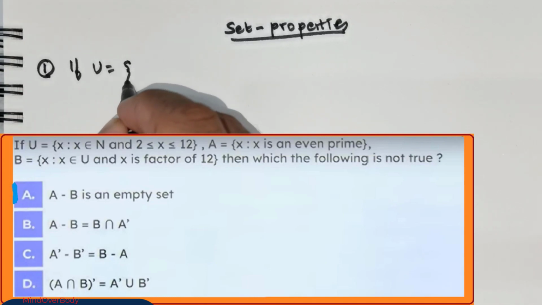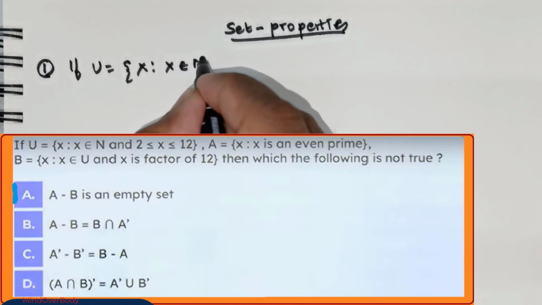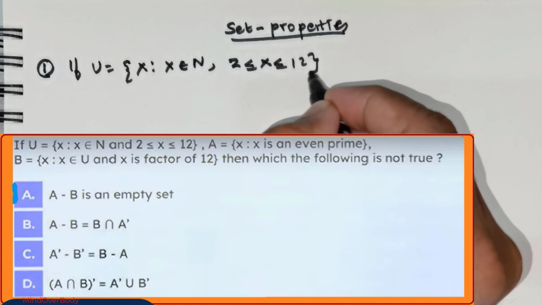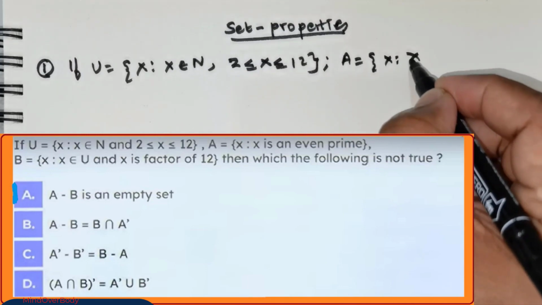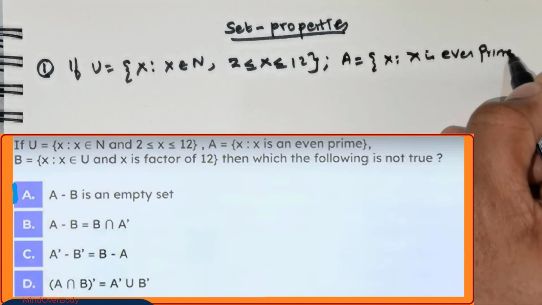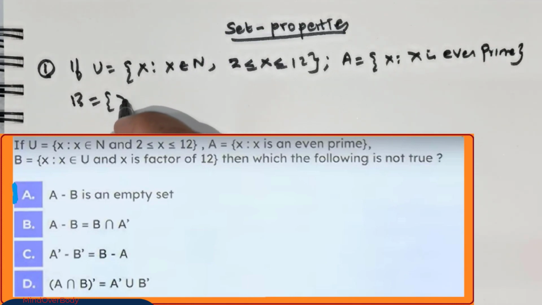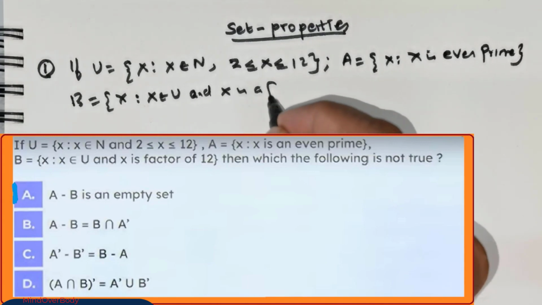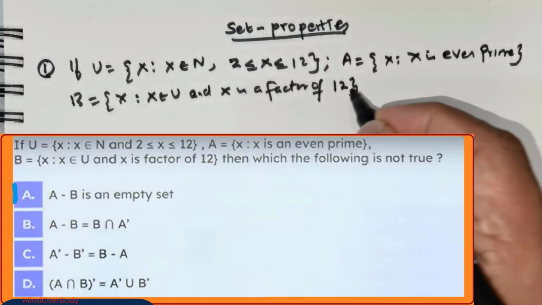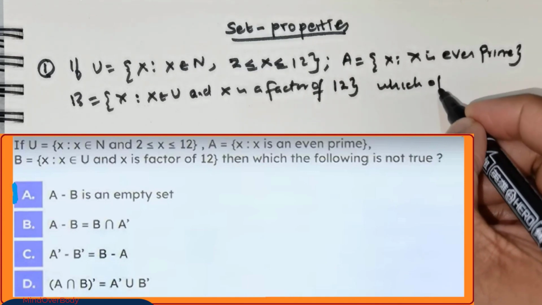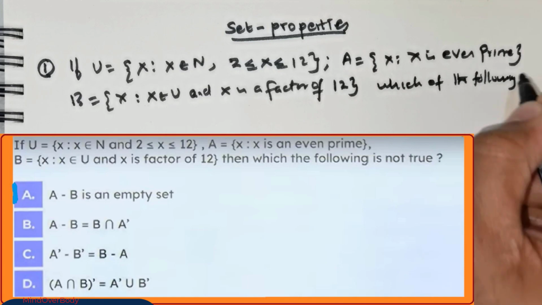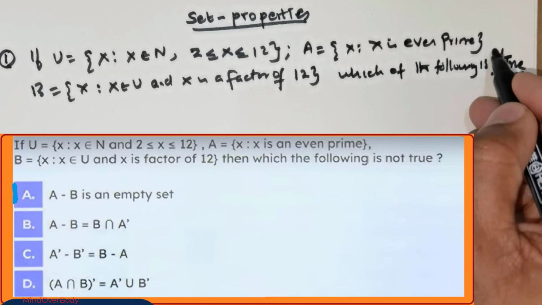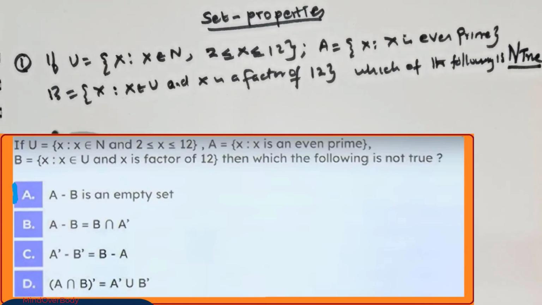If U is equal to all x such that x is an element of natural numbers and 2 is less than or equal to x less than or equal to 12. You got A being equal to all x such that x is even prime. And you got B is equal to all x such that x is an element of U and x is a factor of 12. Which of the following is not true? Not true. So you have to make the choice which is not true.